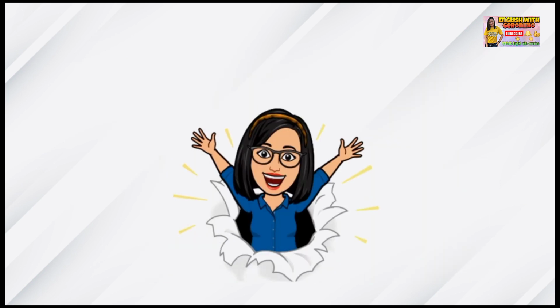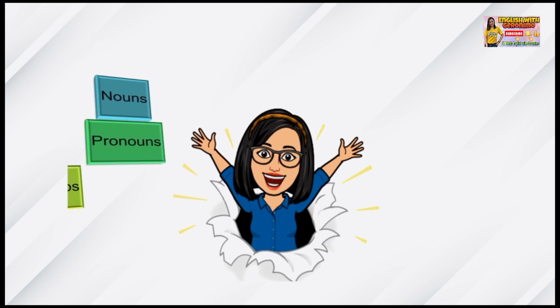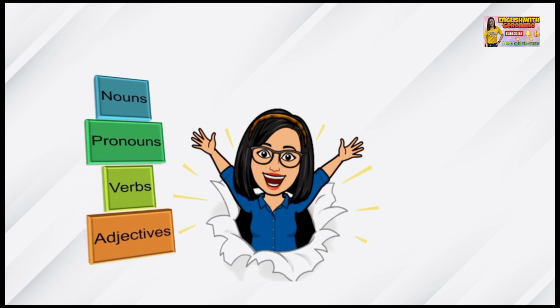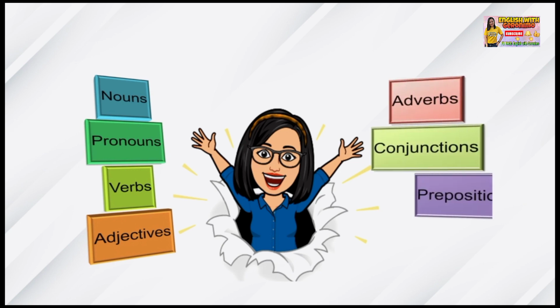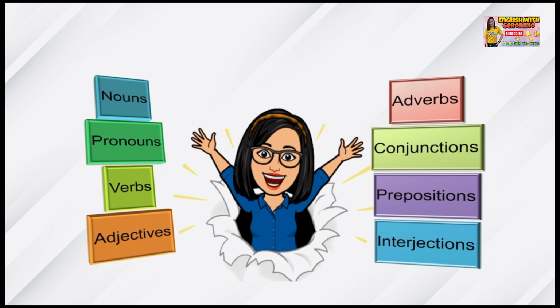In learning the English language, one must be aware of the different parts of speech. These are nouns, pronouns, verbs, adjectives, adverbs, conjunctions, prepositions, and interjections. Learners must see to it that they do not only know the definitions for these 8 parts of speech, they must also know how to use them appropriately.